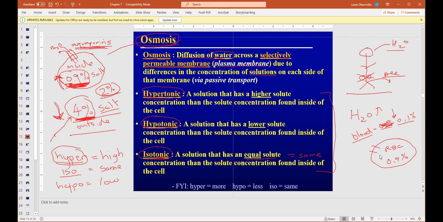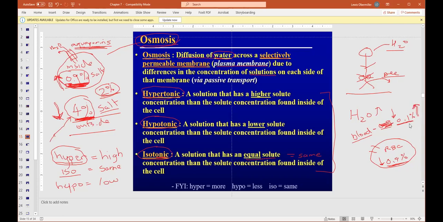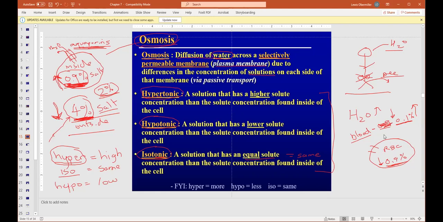And so what's going to happen to the water here? Remember, it wants to be equal. So to be equal, does the 0.9 have to go up or down? Down. And to be equal, does 0.1 have to go up or down? Up. Yeah. And so what does that mean? What's the direction of the water movement then? It's going to go into the cell. Exactly.